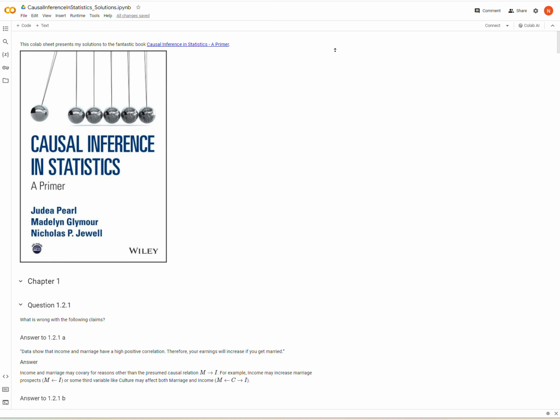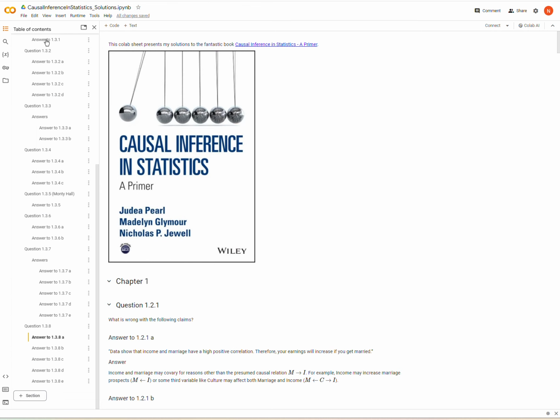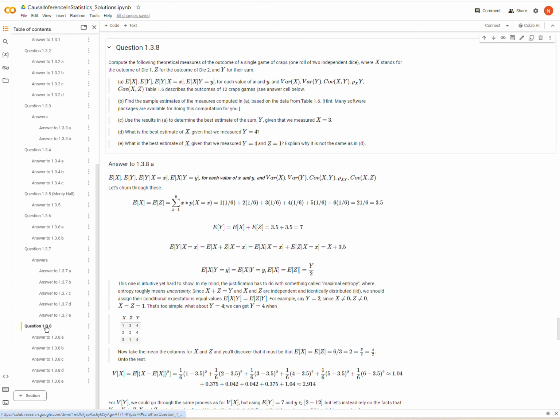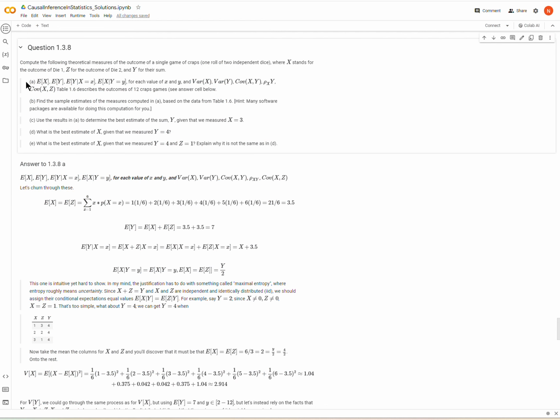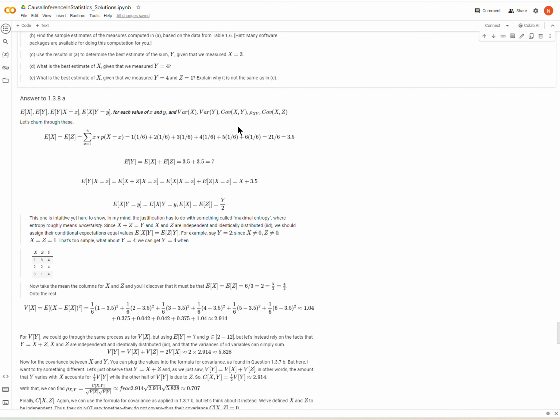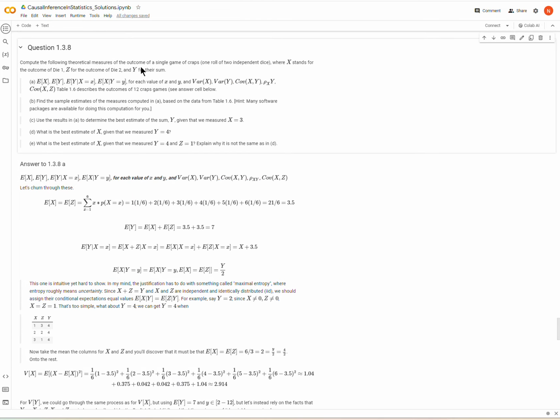We are in this book here, Causal Inference and Statistics, and we are on problem 1.38. Okay, so 1.38 has a lot of parts, and its parts have parts. So let's just get going one at a time here. The idea here is that we have some kind of game, like in 1.37. But in 1.37, we were flipping coins, and here we are rolling two dice.